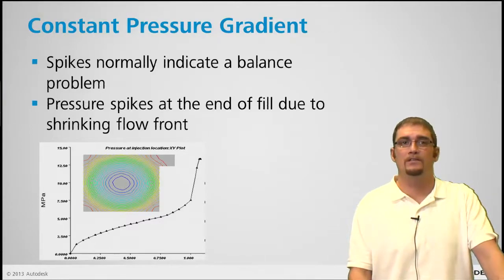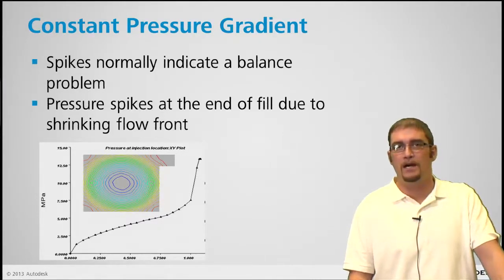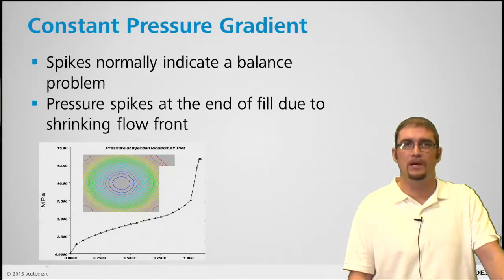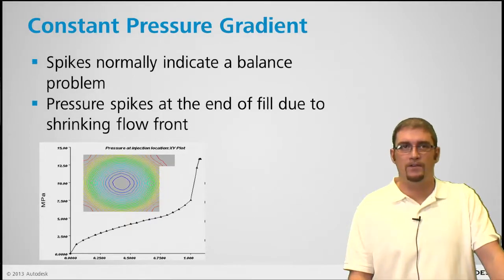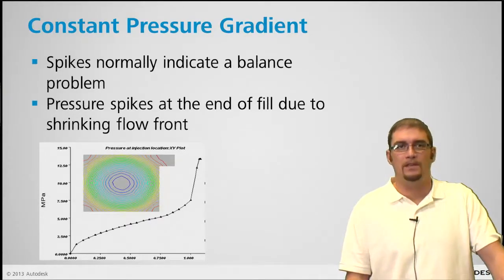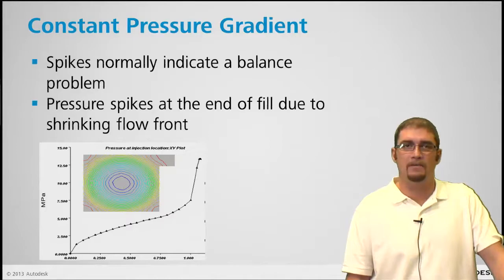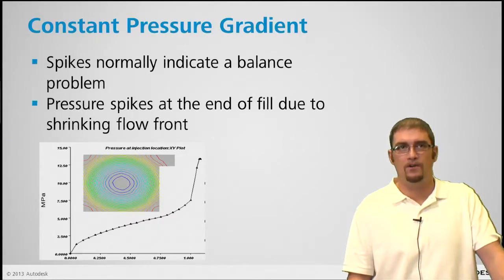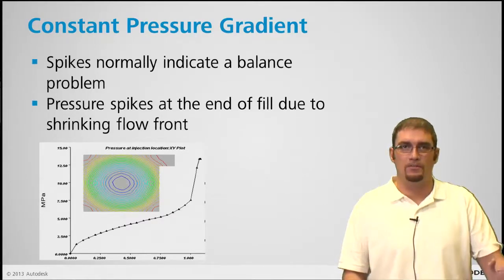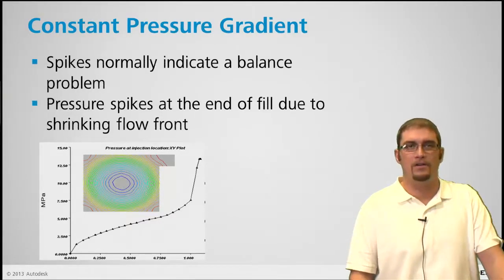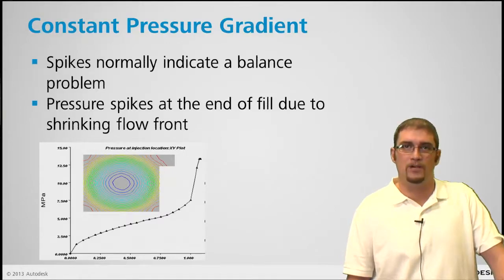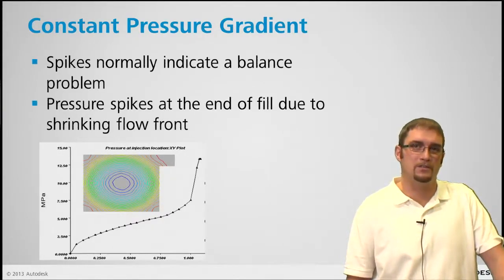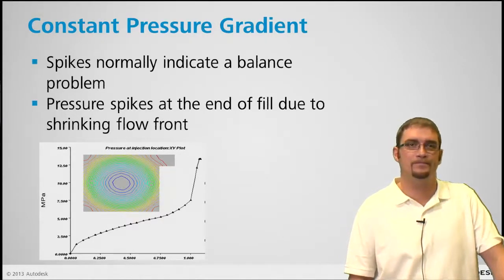Constant pressure gradient. So you want to keep an eye out here for any spikes in your pressure. And in this example here, you can see everything is filling uniformly in the part. And then we get to that little tab at the end of the filling. And what happens is the flow front shrinking, all the flow is being directed to that section of the part, and you're getting a spike in the pressure. So we want to avoid situations like this if possible.